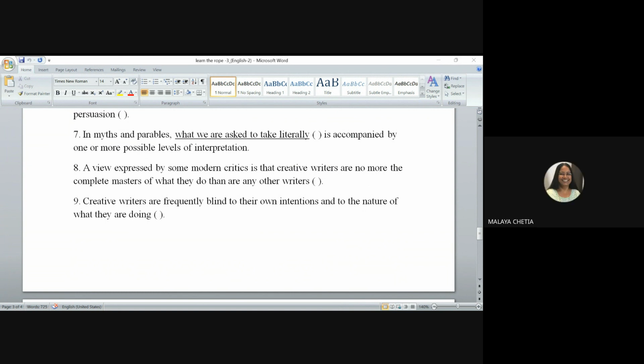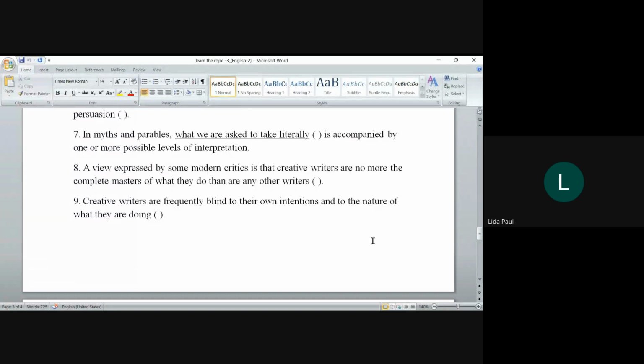So one is, maybe, what they do, and another is that creative writers. What they do, yes, that is one subordinate clause, and the other one is that creative writers are no more the complete masters of what they do than are any other writers. Okay, these are the two. Got this? Now, what kind of subordinate clause?